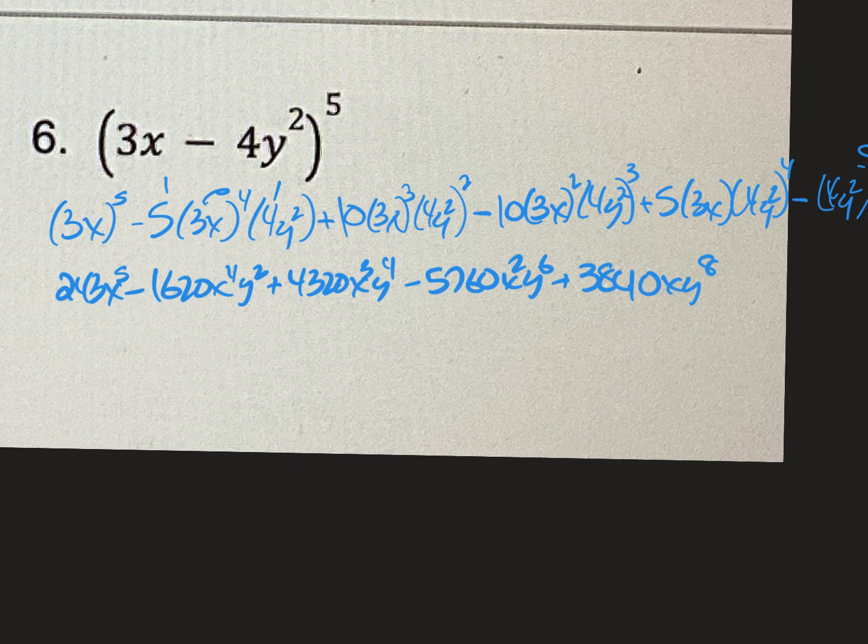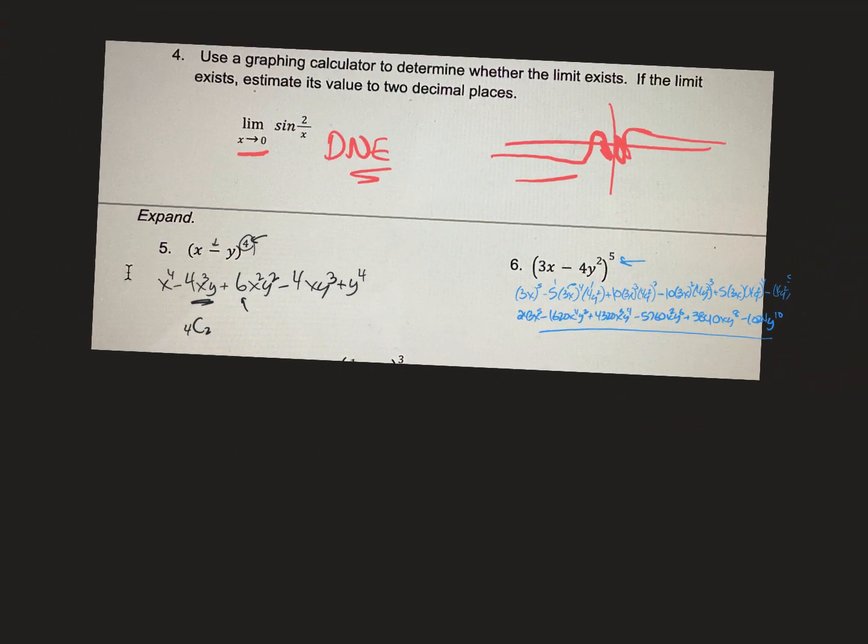And one more term, 4 to the fifth power. I think that's 1024, but I'm double checking here. It is 1024, and then my y is going to be to the 10th. And that's all you do on that one. Before you start thinking, man, that's so much, no. What is so much is writing this right here 5 times and trying to multiply all that out. That would be crazy.